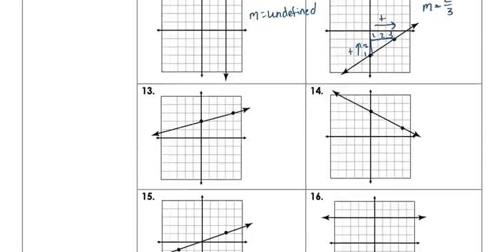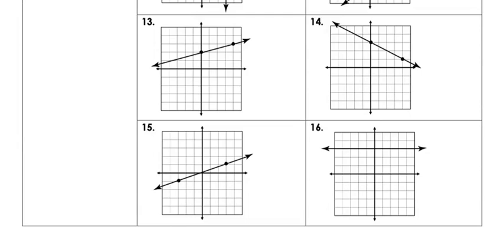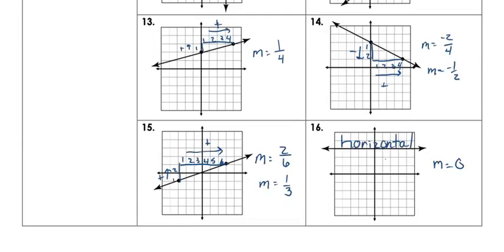All right, in our notes here, we've got 4 more to take a look at. Go ahead and pause, try those out. Well, here in number 13, we had a positive. It was headed up 1 and then forward 4, so 1 over 4. In number 14, we were dropping down 2 and then going forward 4, so down is a negative, forward is a positive, so negative 2 over 4. Now those both will simplify by 2, so negative 1/2.